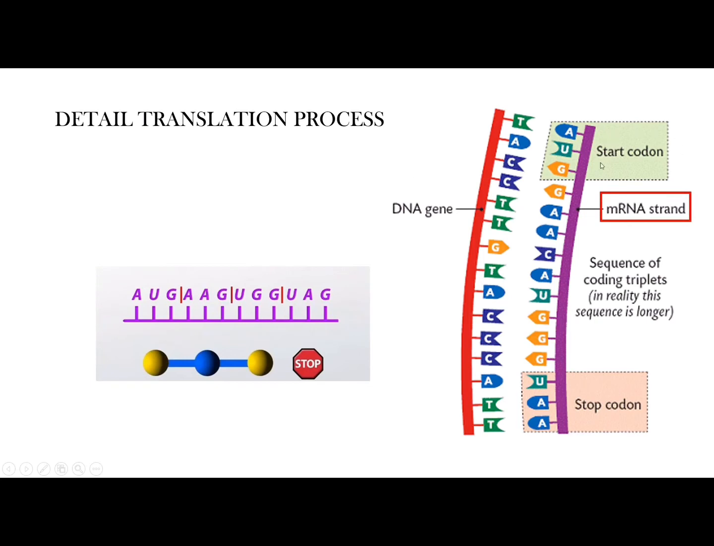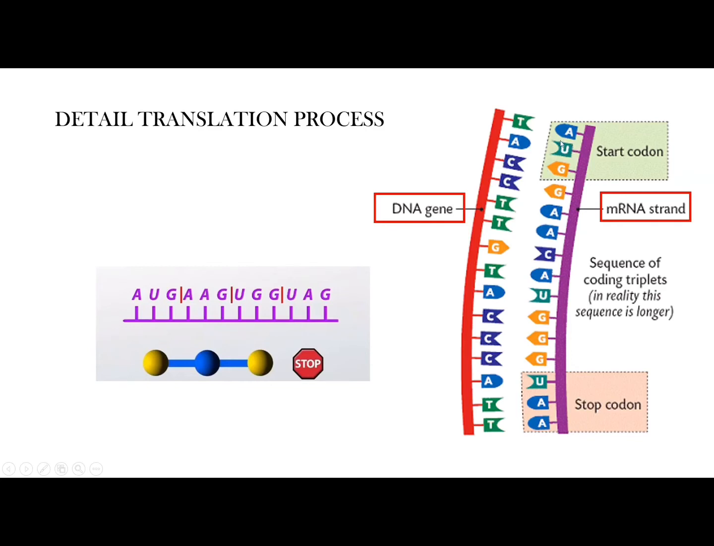This is the mRNA strand, and this is the DNA strand. Okay, as you can see in the DNA strand, there are thymine, adenine, cytosine, and guanine. However, in the mRNA strand, there are adenine, uracil, guanine, and cytosine. Okay, as you can see, the thymine in DNA is replaced by uracil in the mRNA strand. Okay, it's not the same.